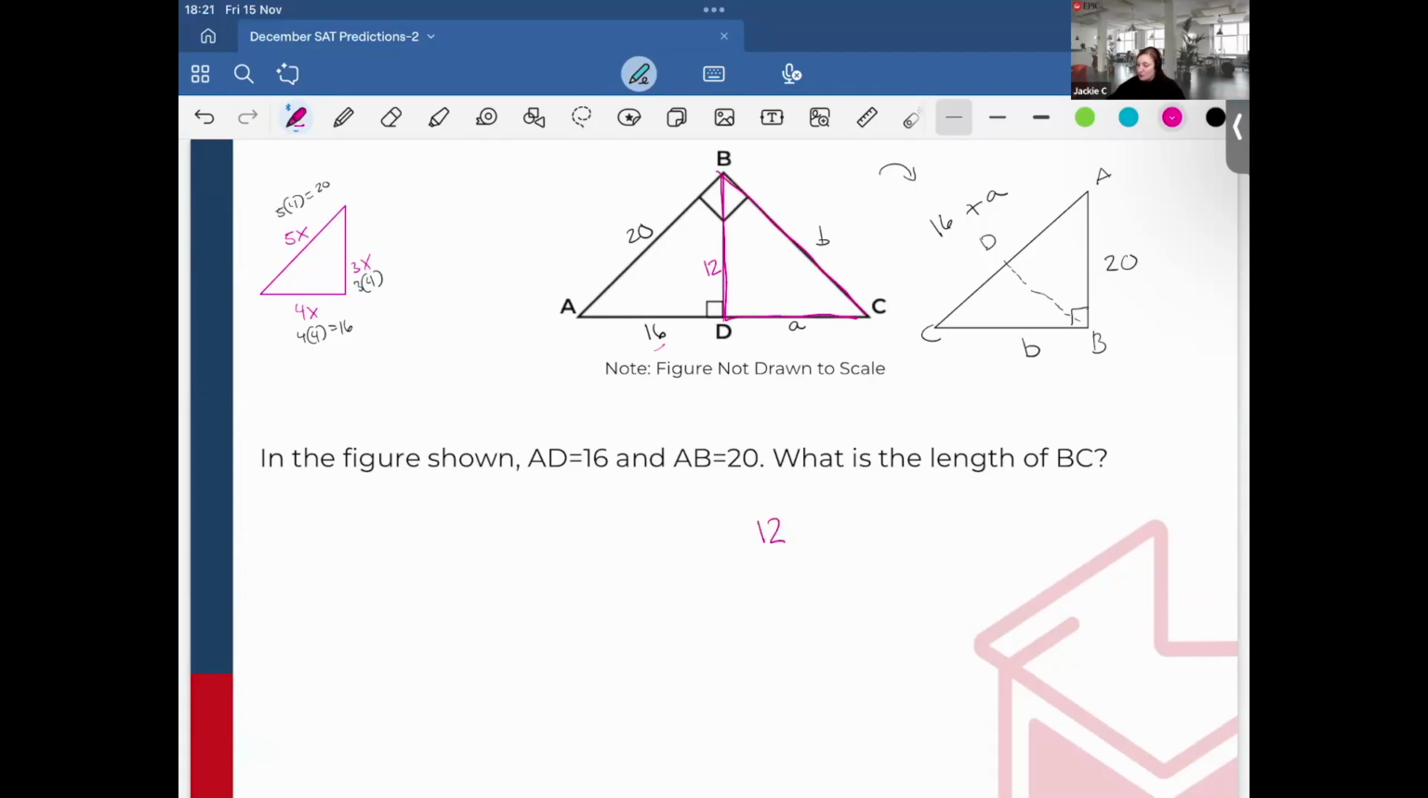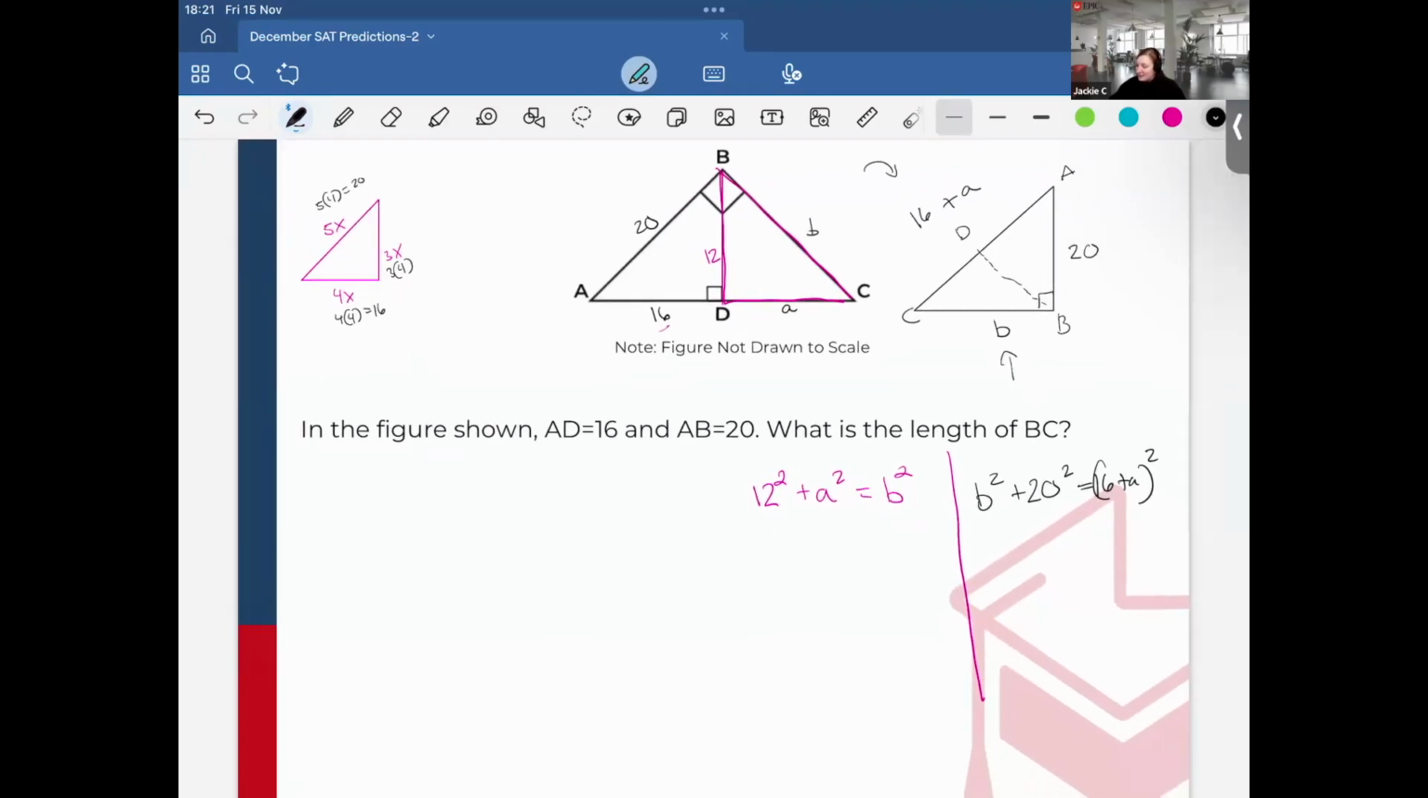Okay, so I can create an equation. I can say 12 squared plus a squared is equal to b squared. And I can also create an equation with this triangle here. I know that b squared plus 20 squared is equal to 16 plus a squared. Amazing. And then now what I can do, oh my goodness, look, I have what b squared is, so I can substitute this in for here. Let me do that.